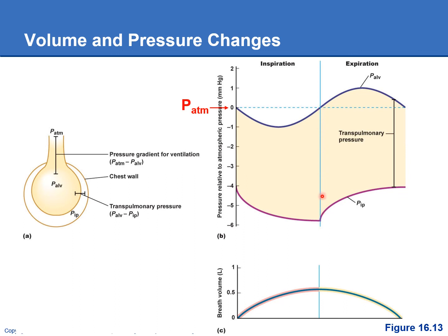So you can see the transpulmonary pressure would be 0 minus a minus 6, so the transpulmonary pressure would be 6. And the lungs would be the most expanded at the end of inhalation. And then when the lungs are the smallest, the least expanded, would be when the transpulmonary pressure is the smallest, and that's at the end of exhalation. You can see the transpulmonary pressure would be 0 minus the minus 4, which would only be 4.